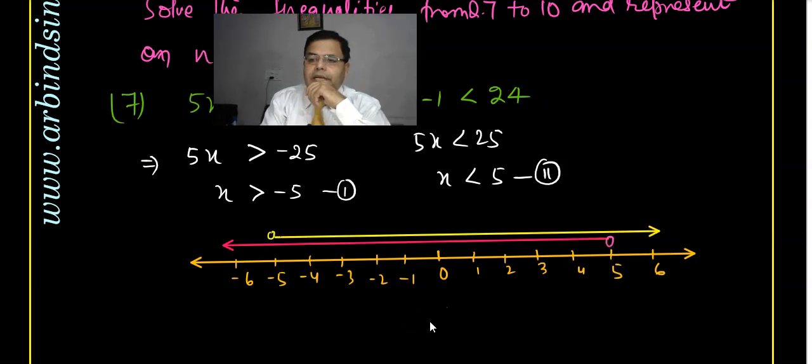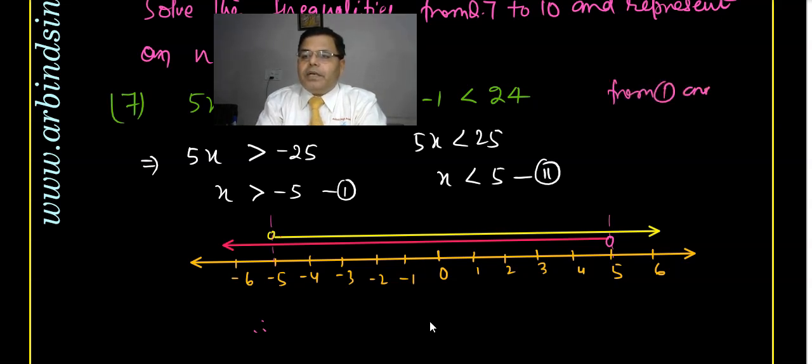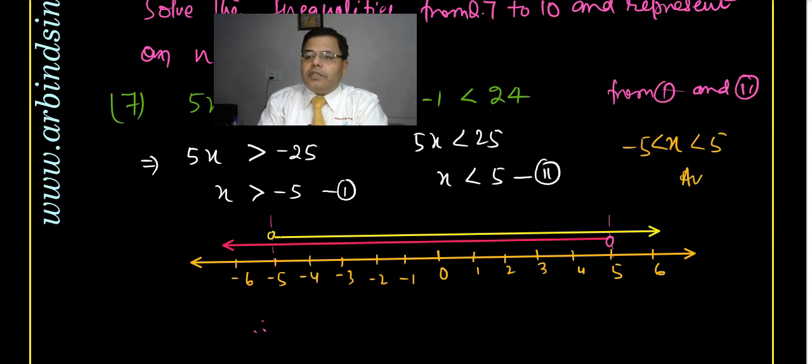So we can write here x is less than 5, that is this one, excluding 5, and x is greater than minus 5, that is excluding minus 5. So the common solution where both of them lie is between what? Minus 5 to 5. From the first and second we can write x is greater than minus 5 and less than 5. This is the solution, right?